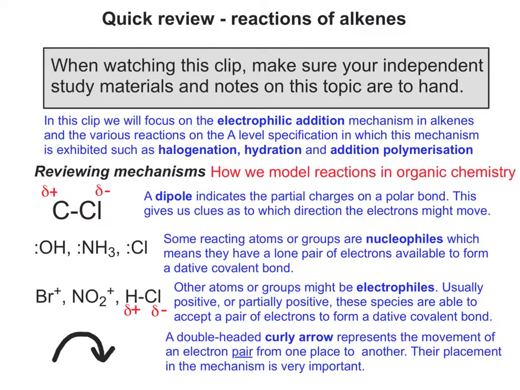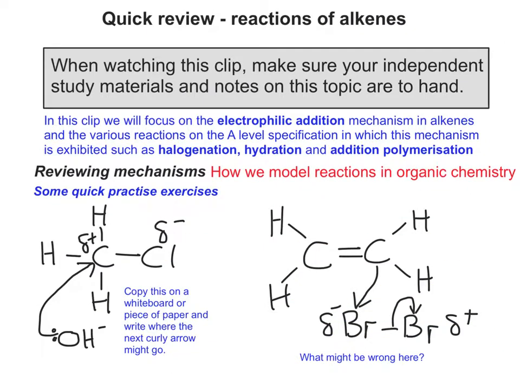So let's look at some quick exercises. Like I've got up on the top of the screen, your independent notes and study materials should be in front of you, because I'm not actually going to take you through all the different nuances of a mechanism. I'm going to give you a couple of part mechanism examples and ask you how to think about them. On the first one, you need to copy it onto a whiteboard or piece of paper and write where you think the next curly arrow might go. In the second one, I've made some mistakes on purpose, and I'd like you to have a think about what they are and how to correct them.